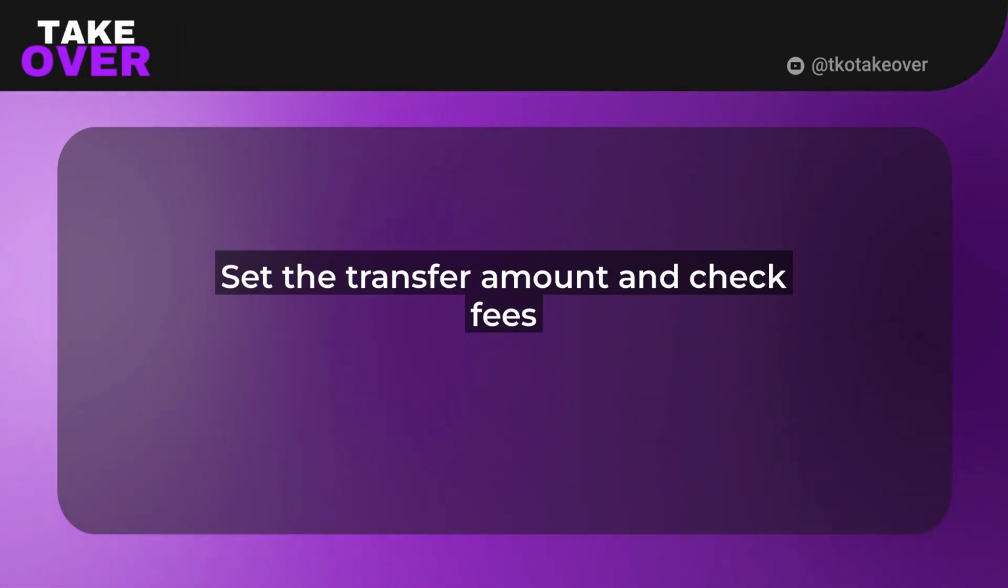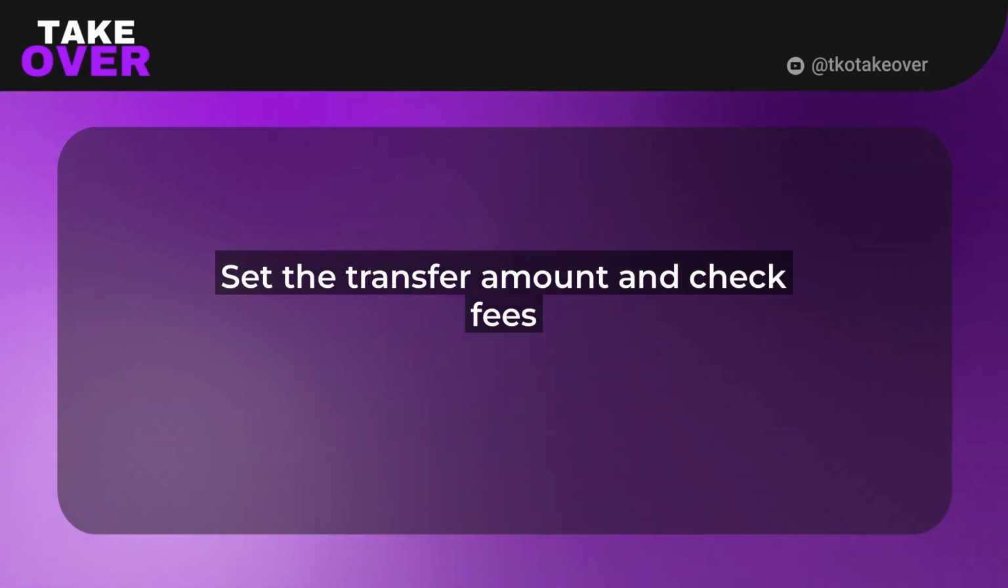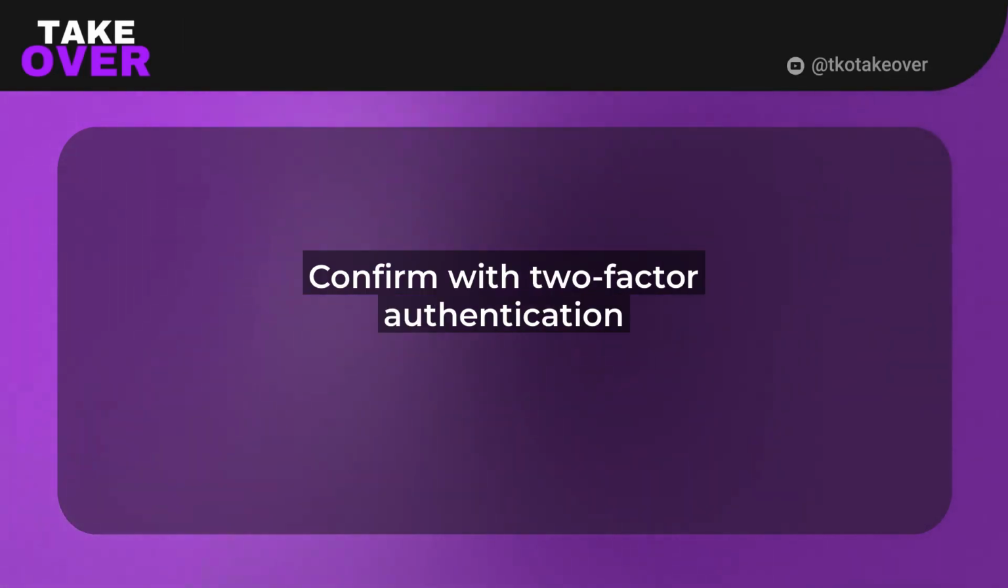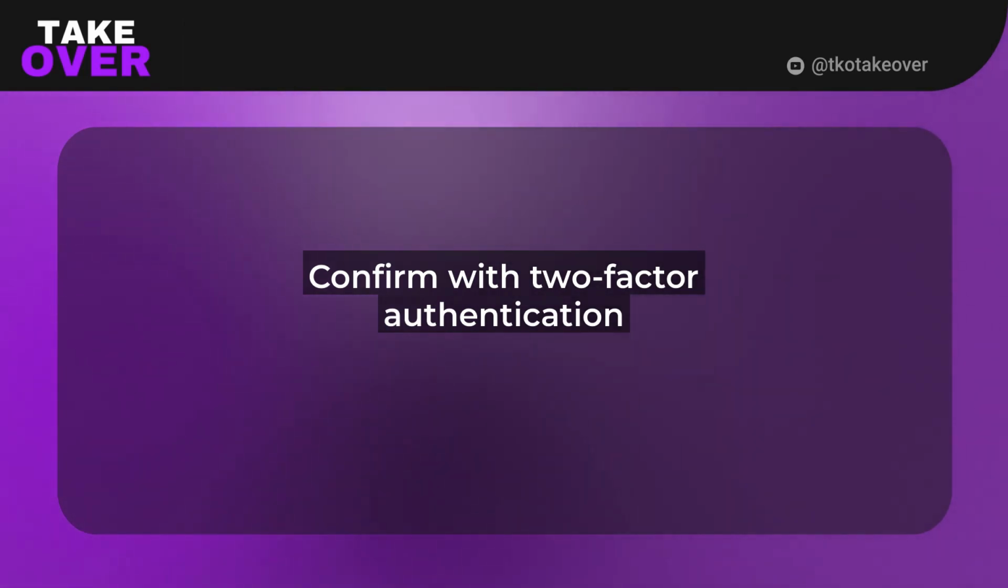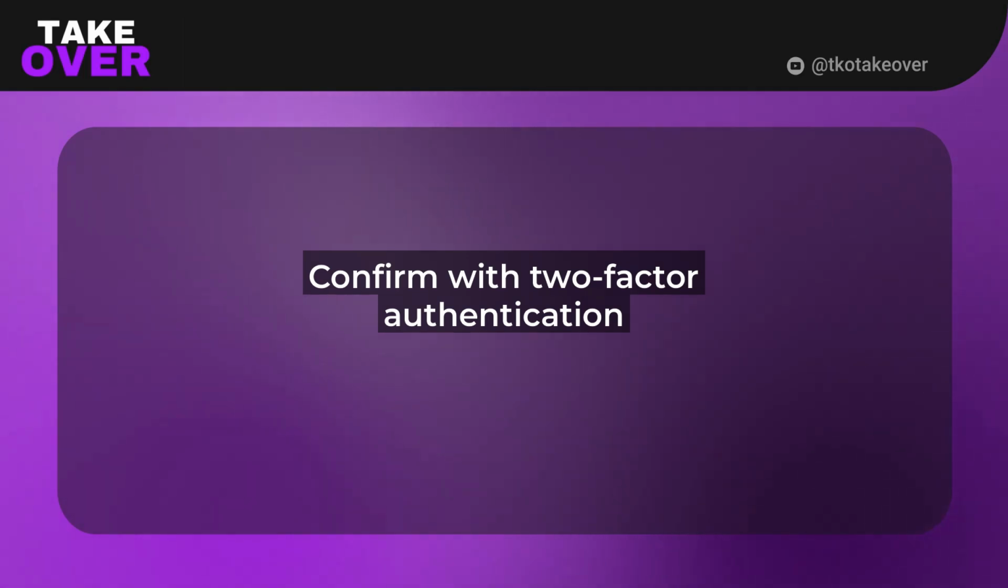Bybit might prompt you to confirm your identity or enable two-factor authentication for added security. Always do this to keep your funds safe. Once everything looks good, hit the Confirm button. You'll get a confirmation screen with details like the transaction ID. Sit tight. Transfers using UID are usually instant or take just a few minutes.